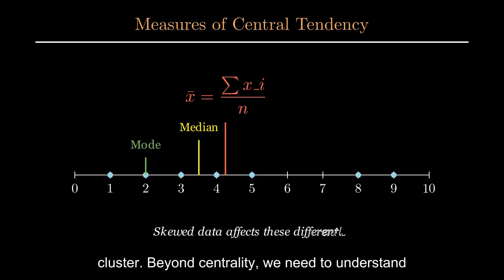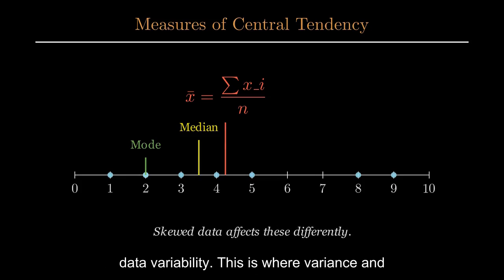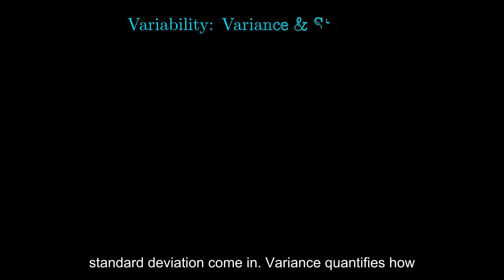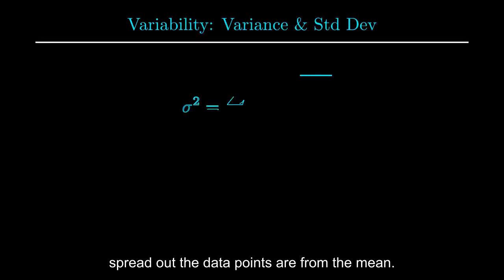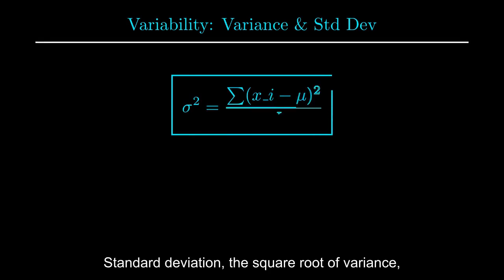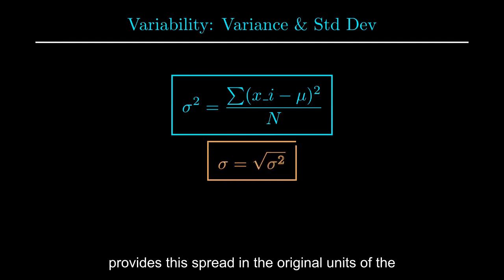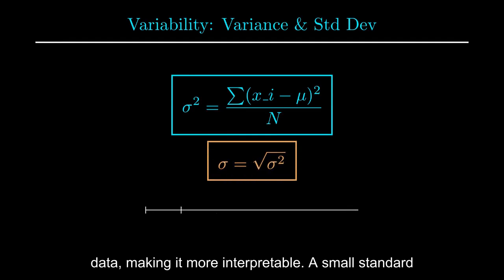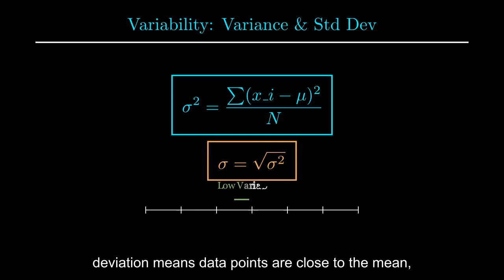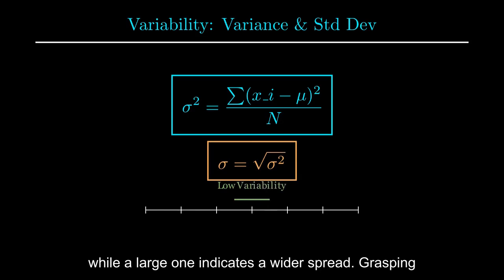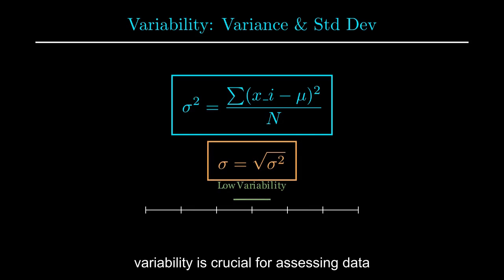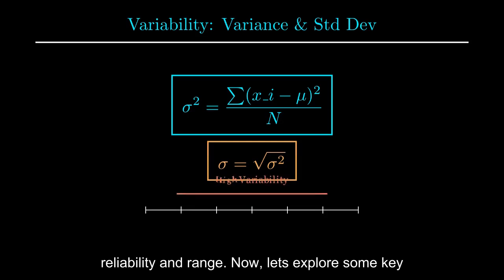Beyond centrality, we need to understand data variability. This is where variance and standard deviation come in. Variance quantifies how spread out the data points are from the mean. Standard deviation, the square root of variance, provides this spread in the original units of the data, making it more interpretable. A small standard deviation means data points are close to the mean, while a large one indicates a wider spread. Grasping variability is crucial for assessing data reliability and range.